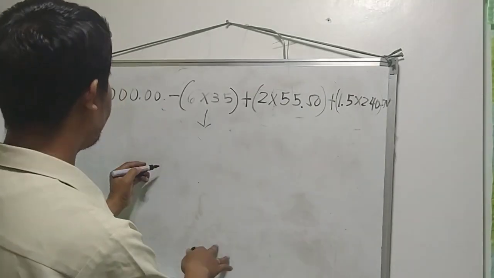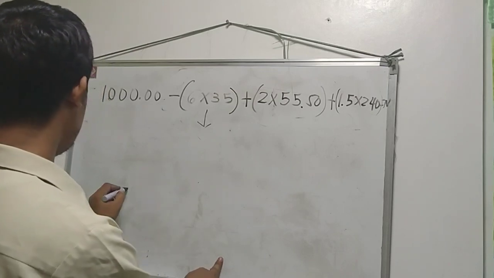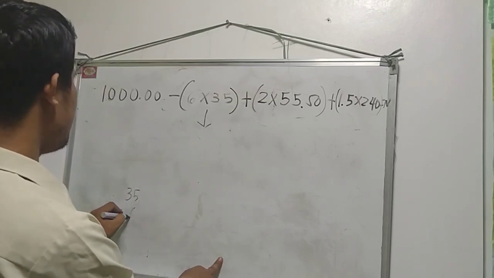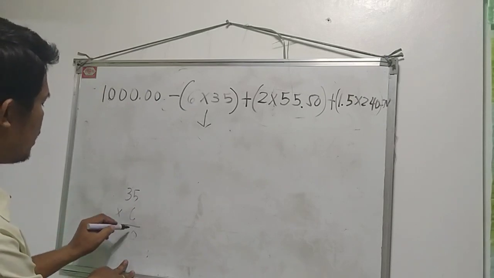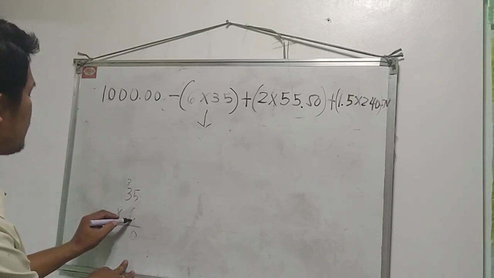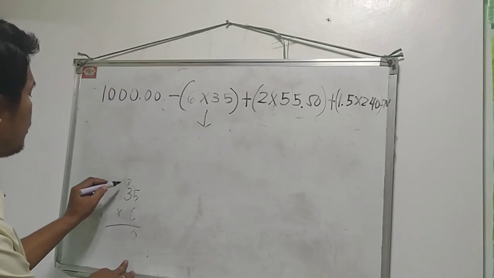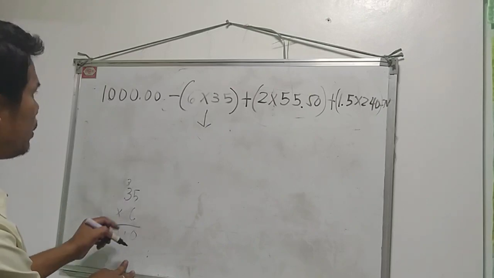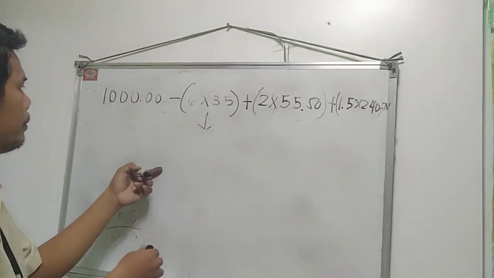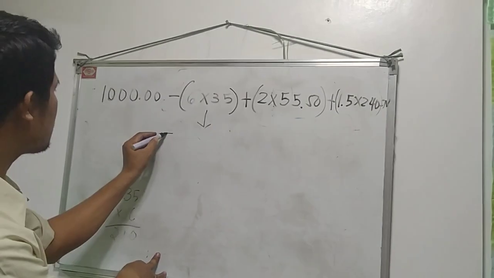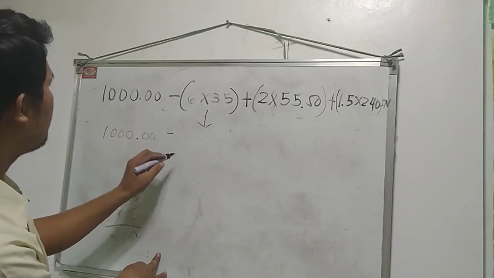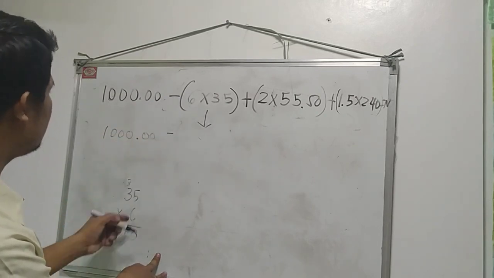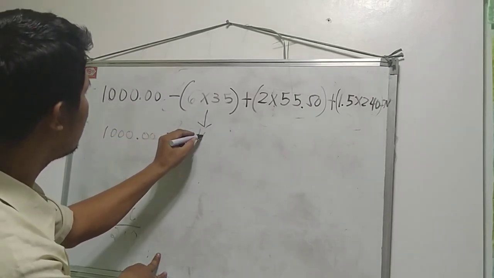So we have 35 times 6. So we have 6 times 5 equals 30. Carry 3. 6 times 3 equals 18 plus 3 equals 21. So we do not have a decimal number. So therefore, we're going to write 1,000 minus, so we have 210.